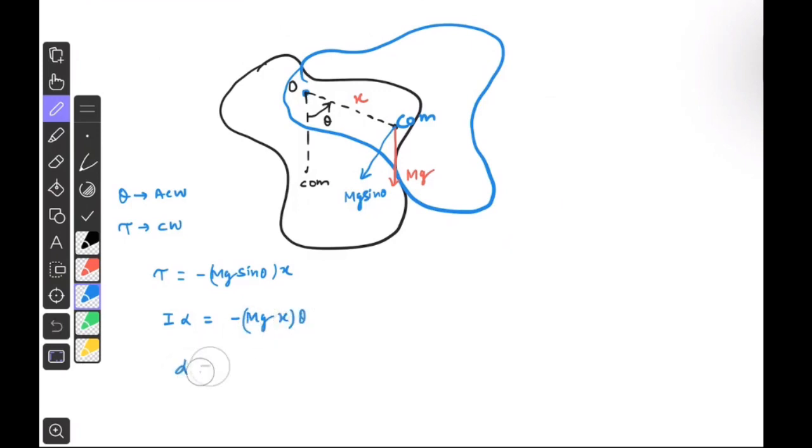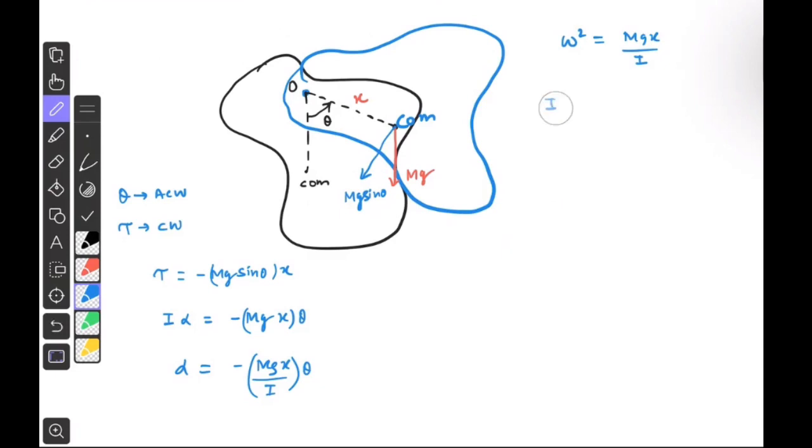So alpha will be equal to, this is not that x, we have to consider theta here, no? It's not that x. So alpha is mgx by I times theta, so what really will be our omega square? That will be mgx by I, no?